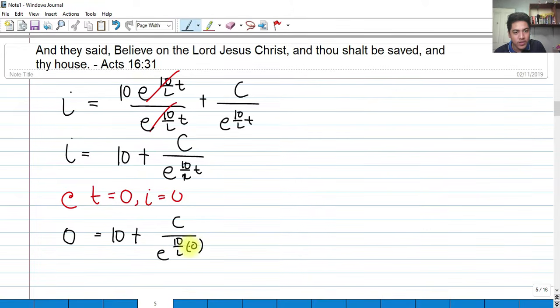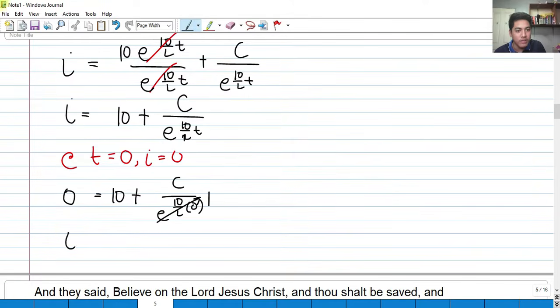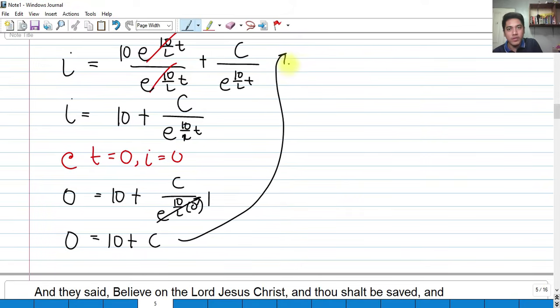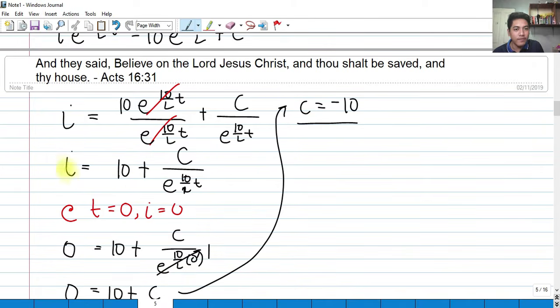So this is simply E raised to 0, which is equal to 1. And C over 1 is C. So we have 0 is equal to 10 plus C. Now, the value of our C would become negative 10. And if we plug in negative 10 in our model equation, we now have the particular solution of the D.E. as I is equal to 10 minus, because that is a negative, so minus 10 over E raised to 10 over L multiplied by t.